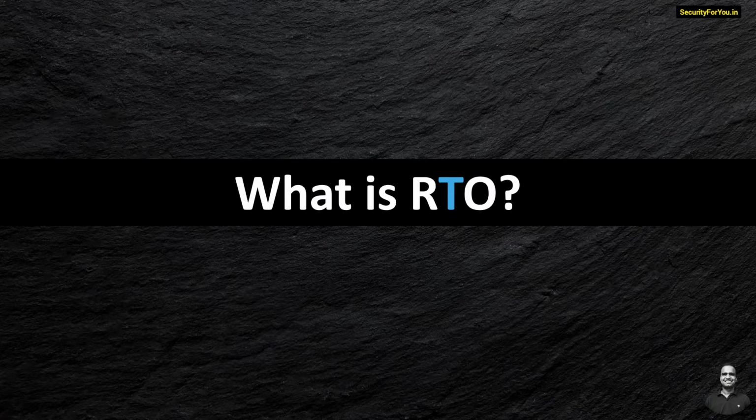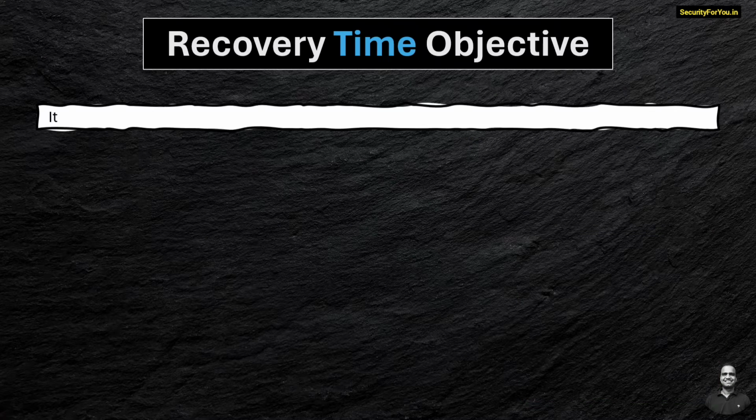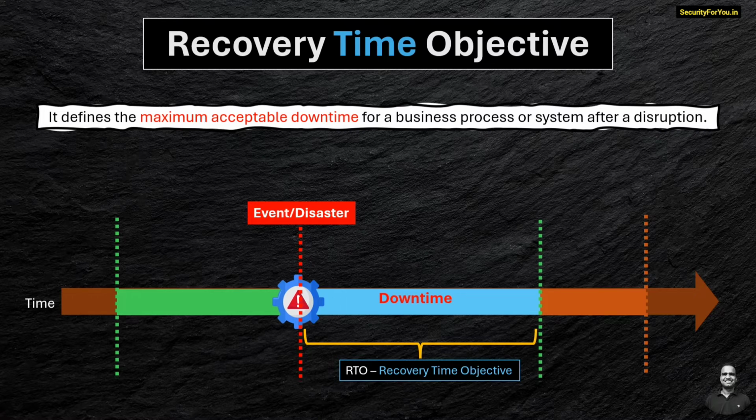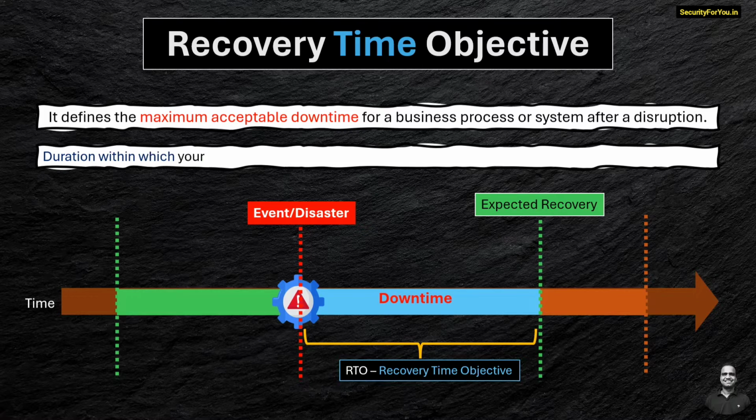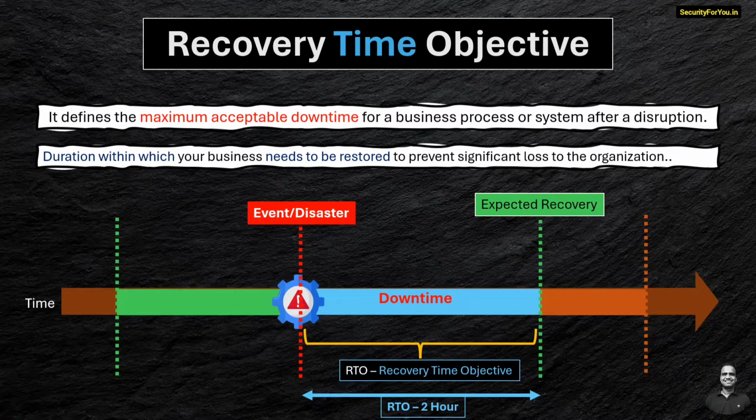What is RTO? RTO stands for Recovery Time Objective, and it defines the maximum acceptable downtime for a business process or a system after a disruption. In simple terms, it's the duration within which your business needs to be restored to prevent loss or damage to the organization. For example, a retail website with an RTO of 2 hours aims to restore its online platform within 2 hours of any outage.